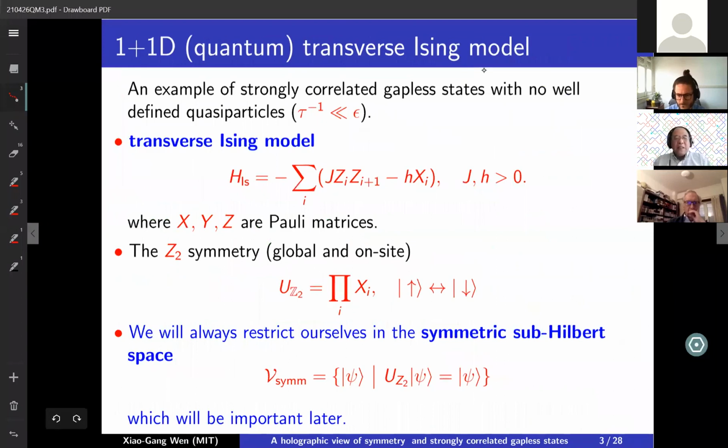Okay. So here, let me just discuss an example. This is a transverse field Ising model, as an example of a strongly correlated gapless state.